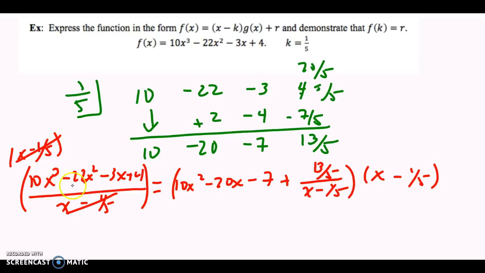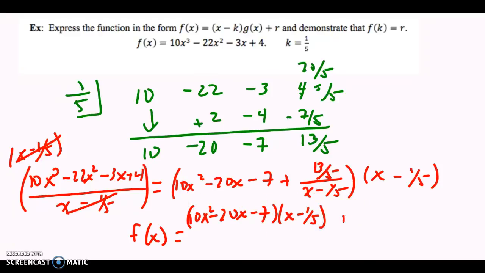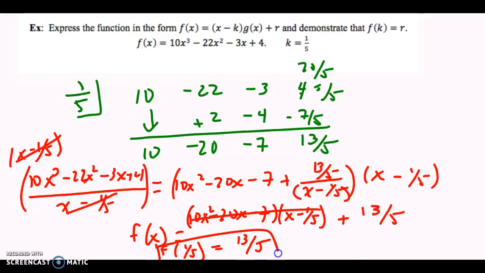and what I get on the left is this function 10x cubed minus 22x squared, which is actually f of x. On the other side, I get that quotient times x minus 1 over 5 plus 13 over 5, because those cancel. When I plug in f of 1 over 5, I get a 0 here, I get equals 13 over 5, and verified.